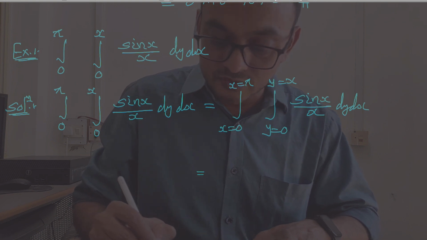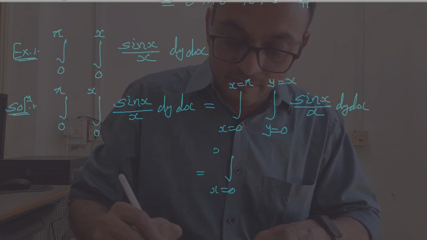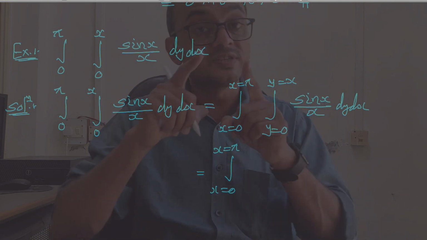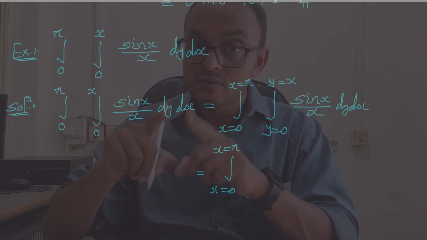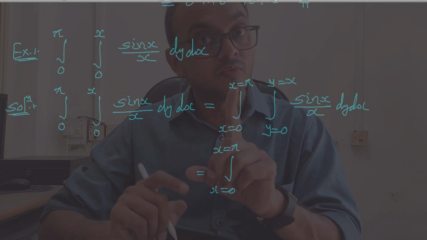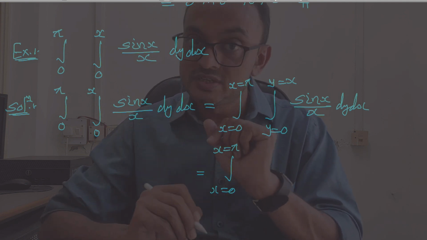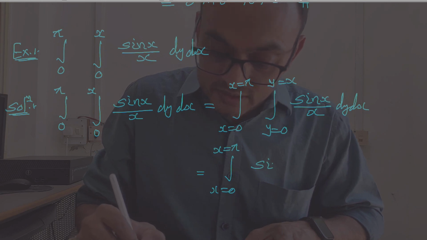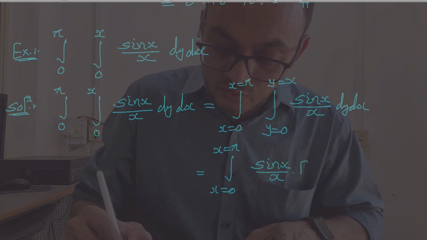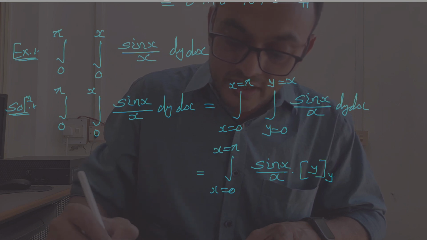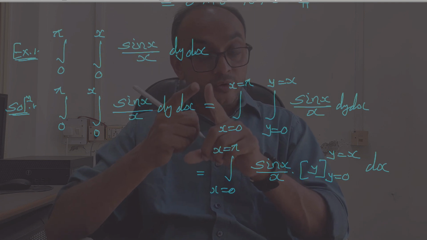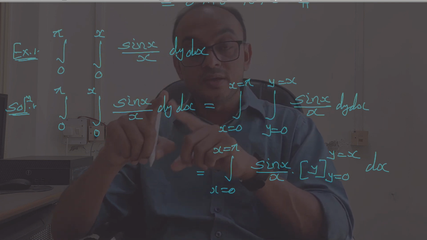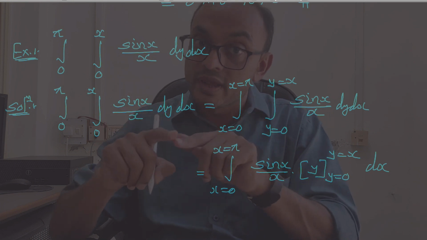So this is equal to integration x is equal to 0 to x is equal to pi. First I have to integrate with respect to y. What does it mean? The quantity sin x upon x is constant. What remained? Only 1. What is the integration of 1 with respect to y? Which is y. So this is sin x upon x into y with the limit y is equal to 0 to y is equal to x, and dx. This must be clear to everyone. We are integrating with respect to y, so x is constant. So sin x upon x is constant, right?